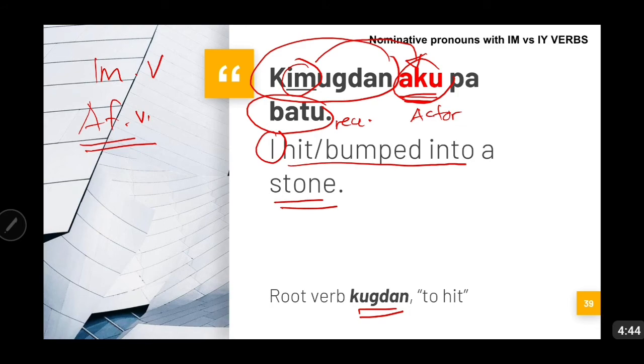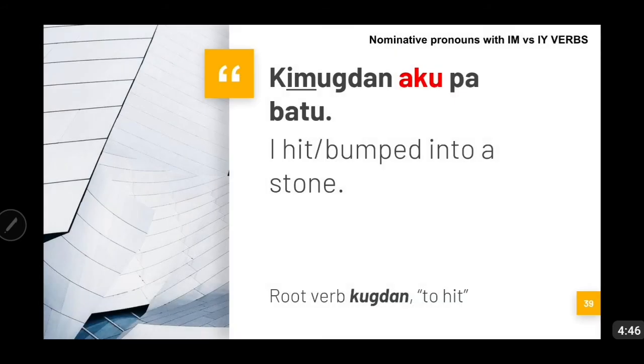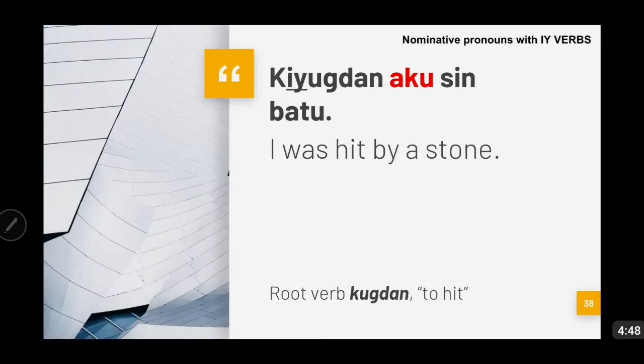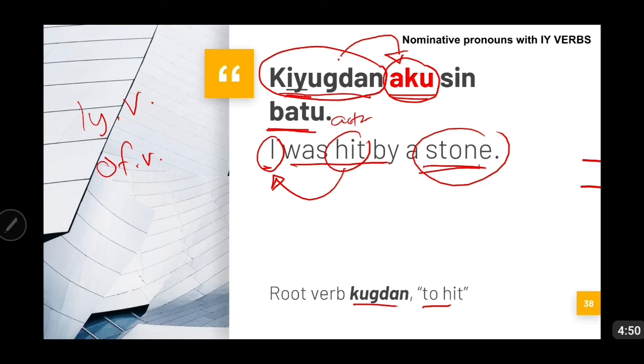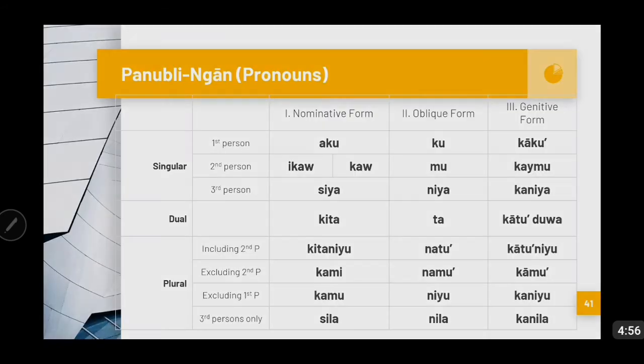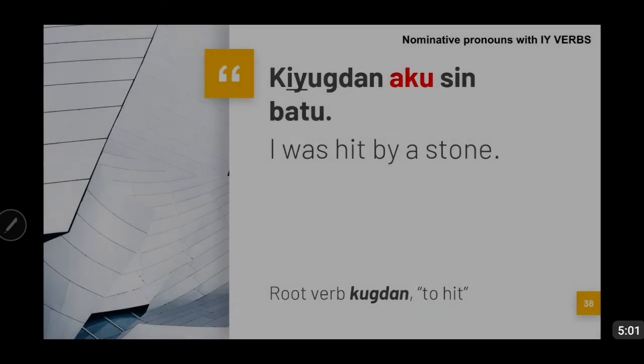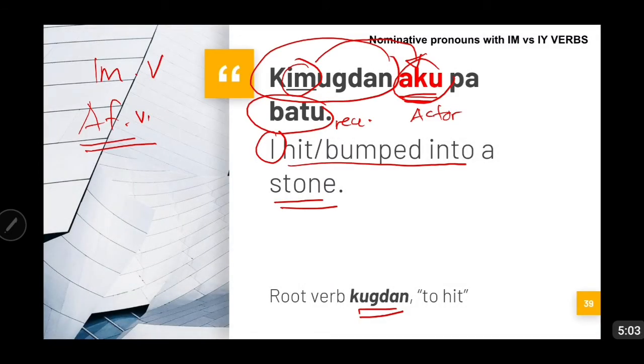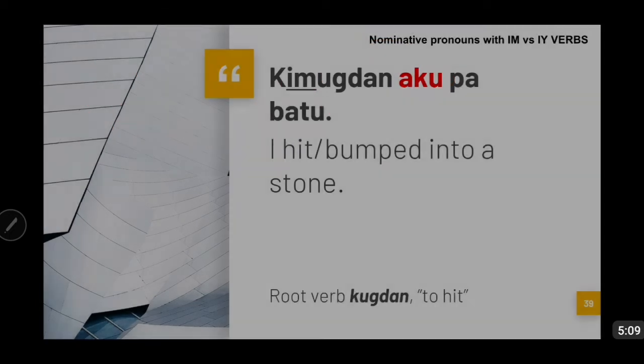Either way, in these examples, both pronouns aku are the focus of the verbs, but the two verbs, kyugdan and kimugdan, have different focus or functions. I hope this is quite clear to everyone. If you have any questions, or if it looks complicated to you, don't hesitate to message me. And we will discuss it later on.